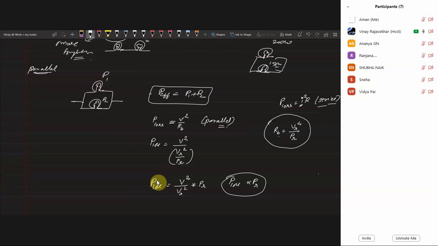So please remember, in parallel connection of bulbs, the bulb with the greatest wattage will glow brighter. Please remember these points, which are very important for competitive exams.